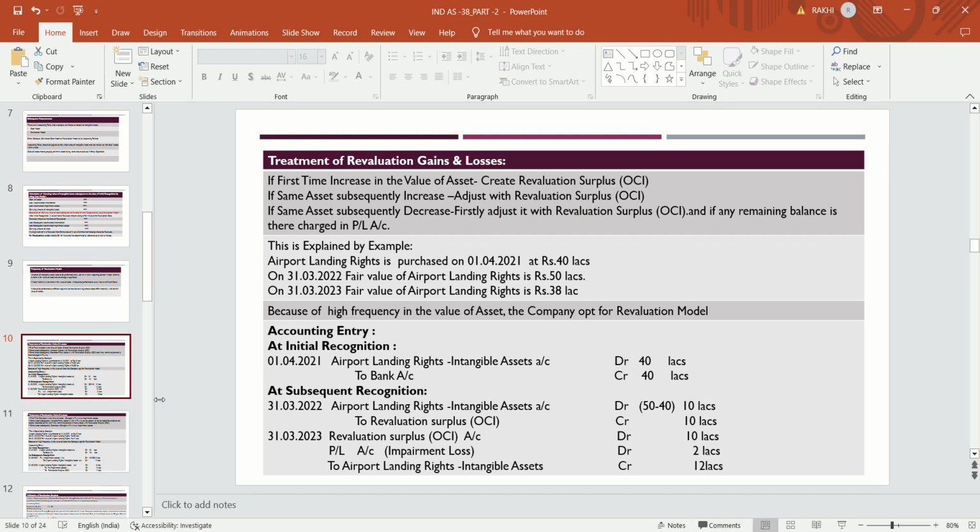So the balance sheet is to be restated by 50 lakhs, and the entry will be: airport landing right, intangible asset, to revaluation surplus, OCI, 10 lakhs. So it should be revalued by 10 lakhs. Airport landing right is to be increased by 10 lakhs, and that 10 lakhs is to be transferred to the revaluation surplus account. On 31st March 2023, the fair value of the landing right is rupees 38 lakhs.